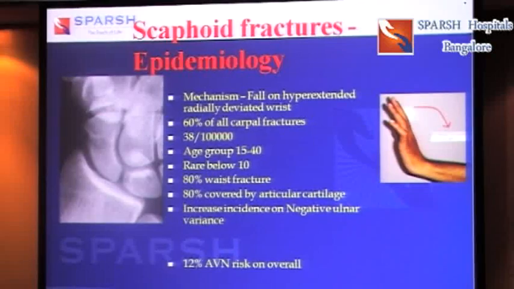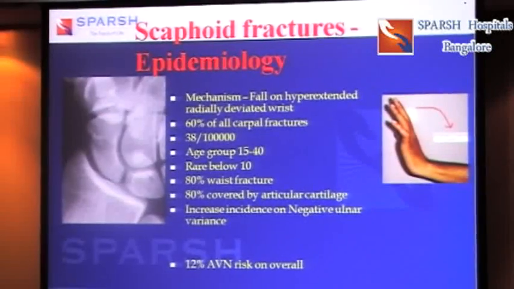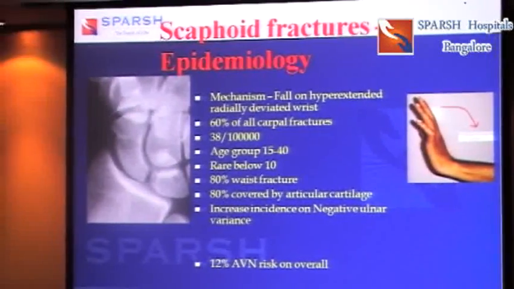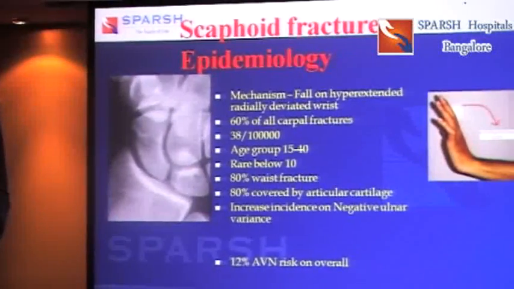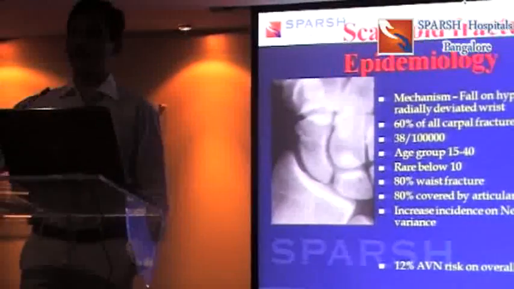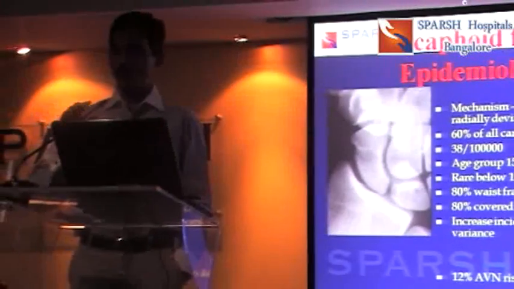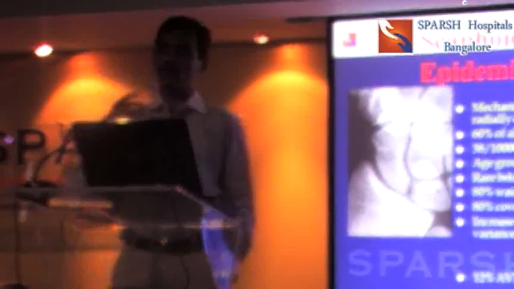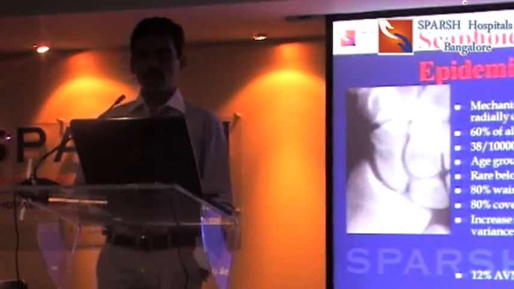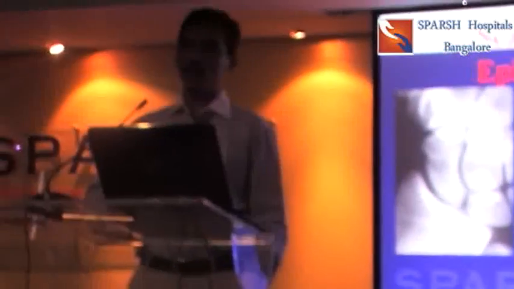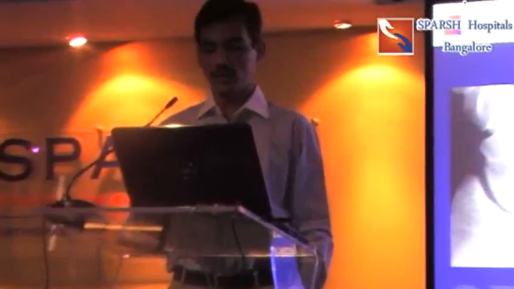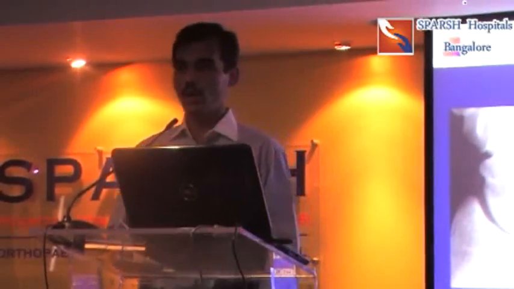And 80% of the fractures involve the waist area. You see, the scaphoid can be divided into 3 parts, and 80% of them come into the waist area. If you remember the talus, it's a bone which is fully covered with articular surface. Same like that, the scaphoid is also covered, almost 80% has got articular surface. And some studies have shown somebody who has negative ulnar variance has a slightly higher propensity to get a scaphoid fracture. And overall, always worry about AVN. In few bones, one of them is the scaphoid, and about 12% is a rough incidence.